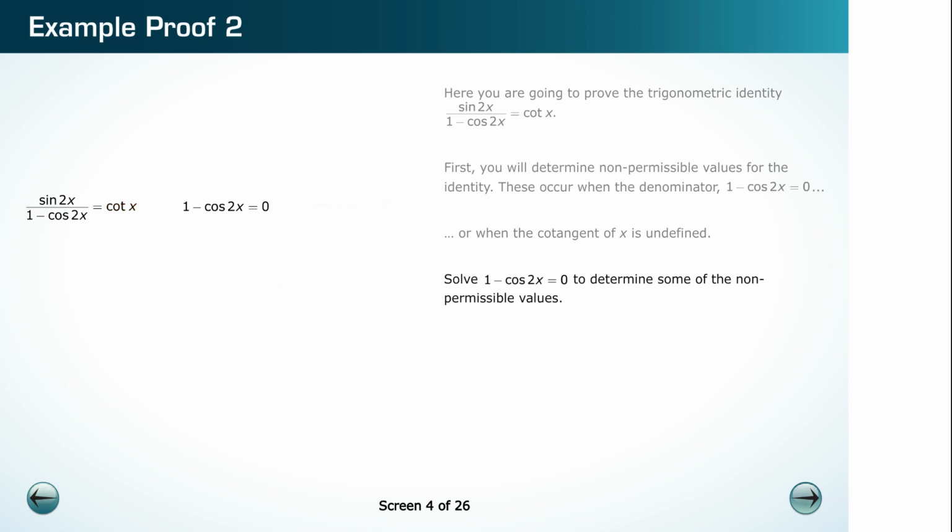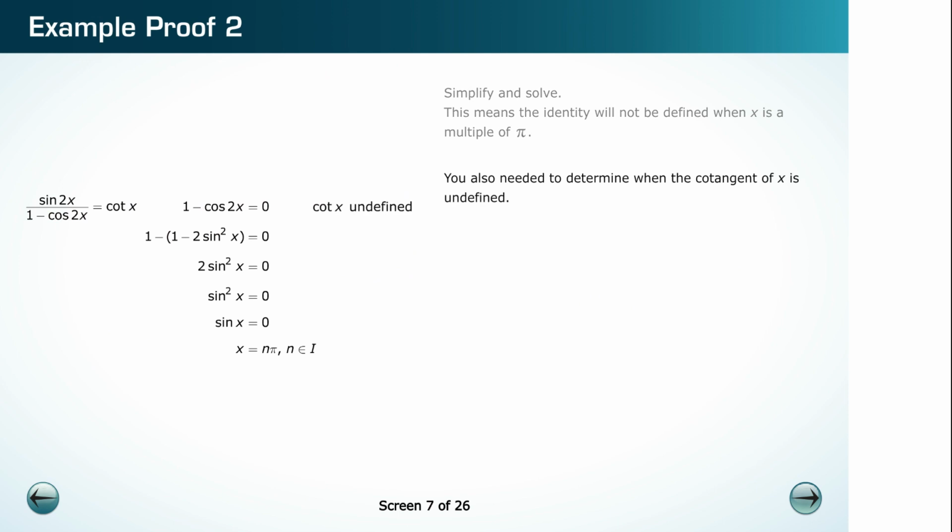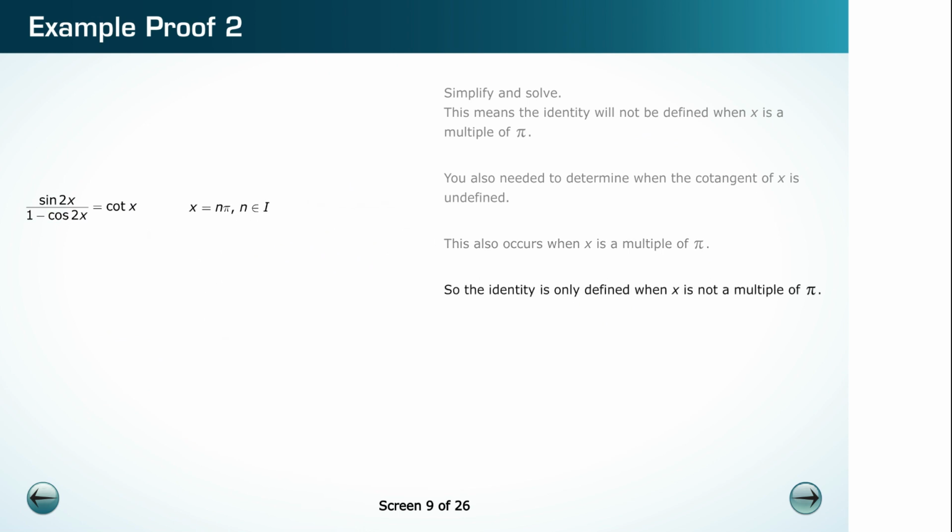Solve 1 minus the cosine of 2x is equal to 0 to determine some of the non-permissible values. Use the identity the cosine of 2x is equal to 1 minus 2 times sine squared x. Simplify and solve. This means the identity will not be defined when x is a multiple of pi. You also needed to determine when the cotangent of x is undefined. This also occurs when x is a multiple of pi. So the identity is only defined when x is not a multiple of pi.